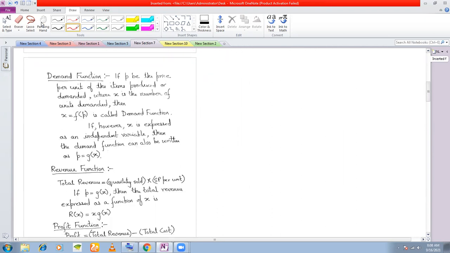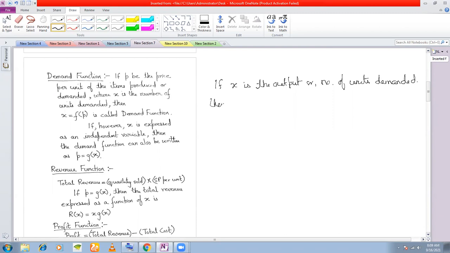Next is what we define as the demand function. The demand function is a function of the price per unit or the selling price per unit. If x is the output, or number of units demanded. Output means the number of goods sold or the number of goods produced. Number of goods produced is equal to number of goods sold, because you are producing as much as the number of units demanded.